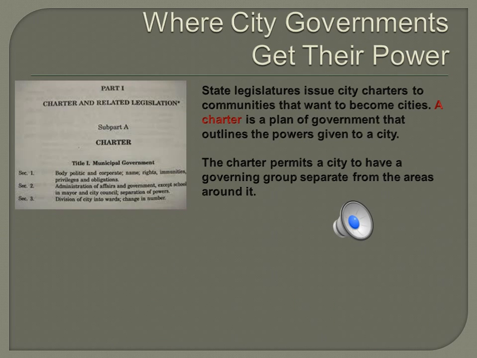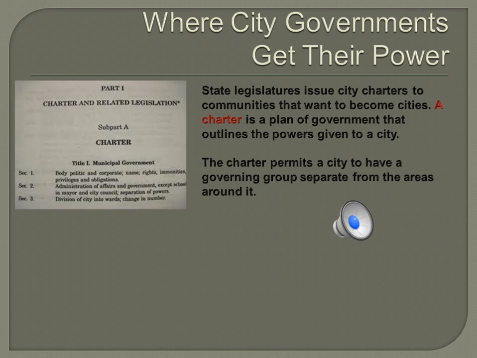First, I'm going to mention where city governments get their power, and then we'll talk about the money. The state legislators issue what they call city charters to communities that want to become cities. So say there's a big group of people and there's enough of them, and they want to be recognized as their own body of sovereignty, meaning having their own determination in policies and rules and tax collection.